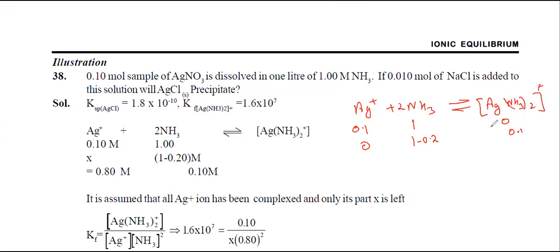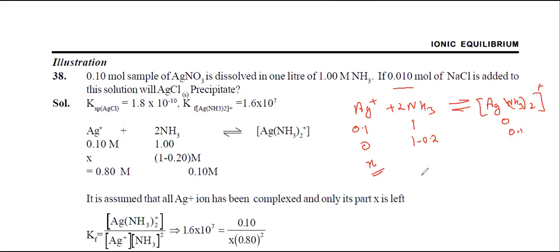Now 0.01 mole of NaCl is added to the solution. When it is added, it will again form some Ag plus. So the common ion Ag plus over here will be X. That's why I have taken it as X, and here it will be ignored.